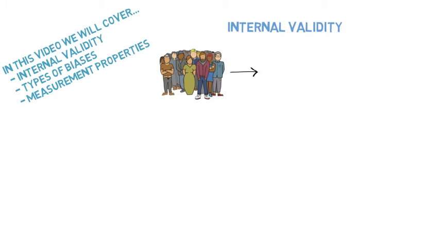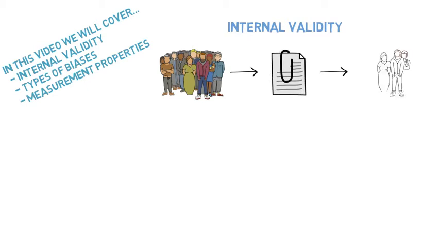This video will cover internal validity, types of biases, and measurement properties. Remember from the last video that internal validity is the degree to which a study results are true for the groups being studied. Or, in a relationship study, internal validity can be thought of as the degree to which the relationship between the independent and dependent variable is free from the effects of extraneous factors. In a change study, internal validity can be thought of as the degree to which the change in an outcome, or the dependent variable, can be attributed to the intervention or independent variable, rather than extraneous factors.